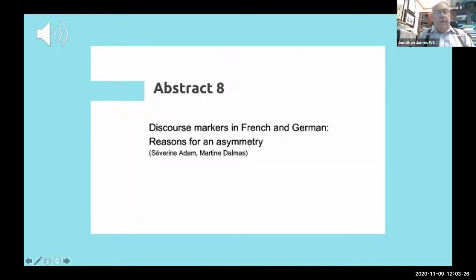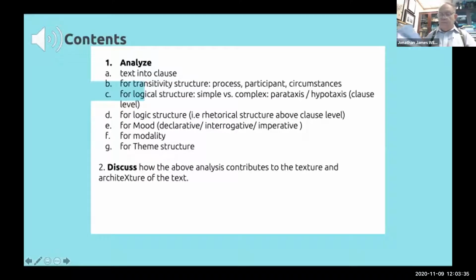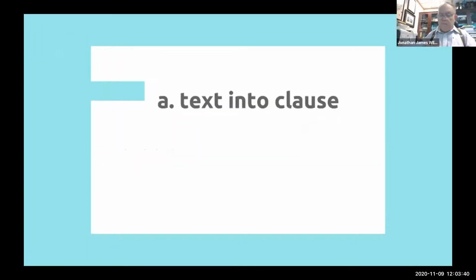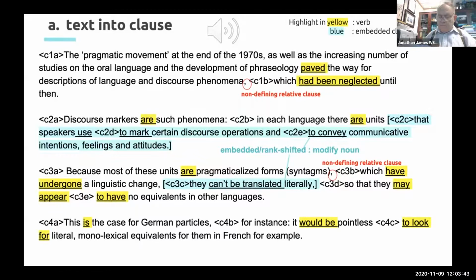Great, thank you. We are responsible for the analysis of abstract 8. This is our content page. In the clause analysis, we have highlighted the verbs in yellow and the embedded clauses in blue. After our analysis, we have a total number of 8 clauses in the text. Each clause is made up of a different number of subclauses, and for each subclause, a verb will be presented.